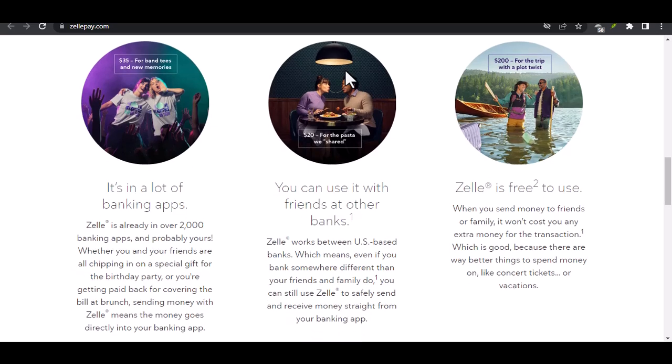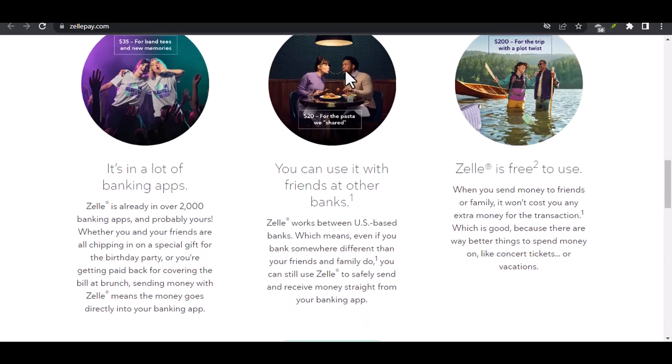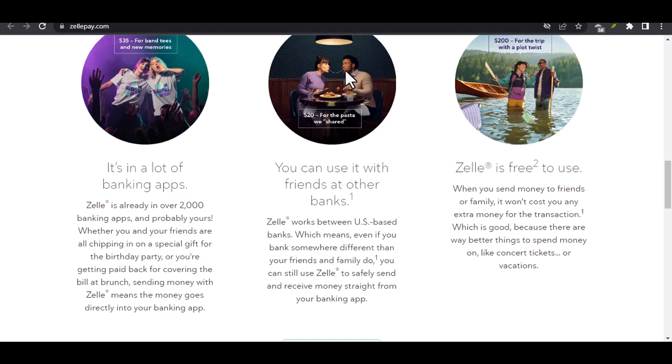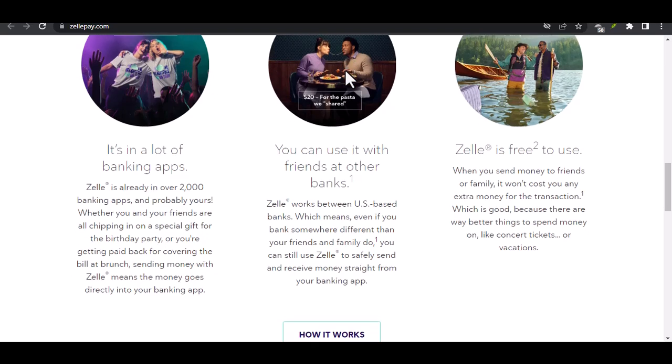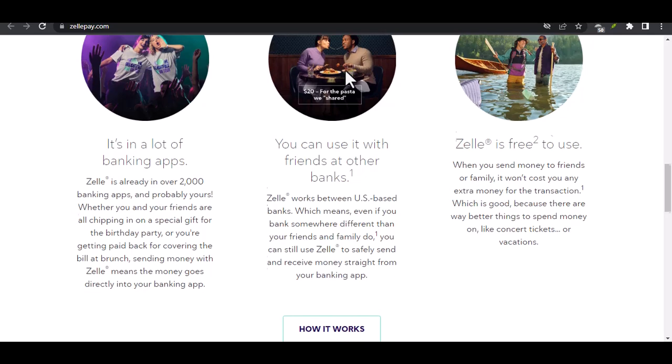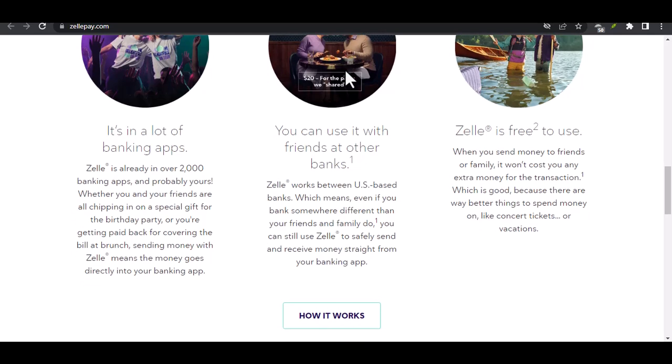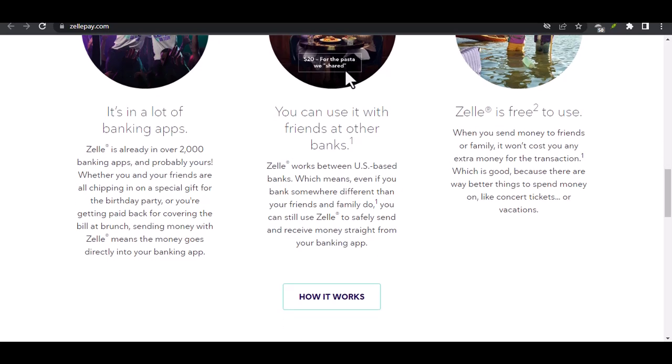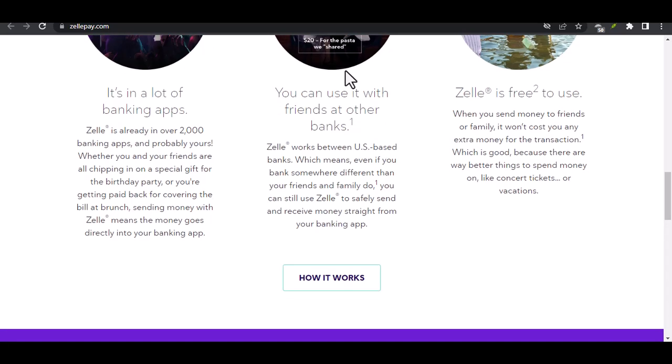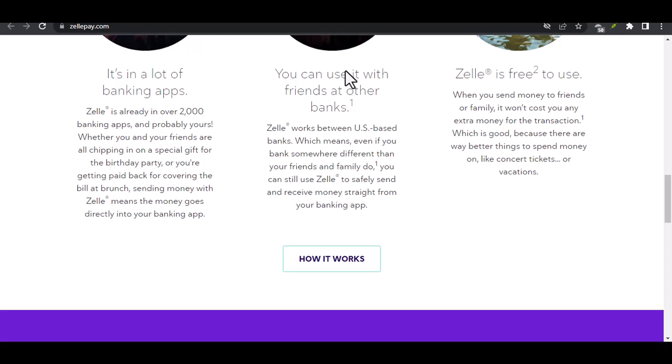Contact Zelle customer support. If you've tried the steps above and still haven't found a resolution, it's time to contact Zelle customer support. They can help you track the transaction and resolve any issues. Save transaction details. After sending a Zelle payment, make sure to save the transaction details, including the amount, date, and recipient's information. This will help you if you need to contact your bank or Zelle customer support.